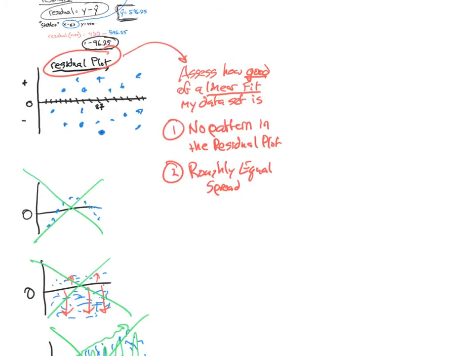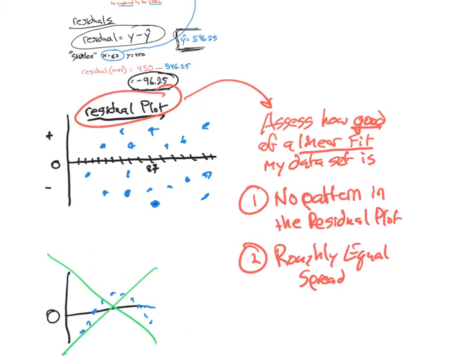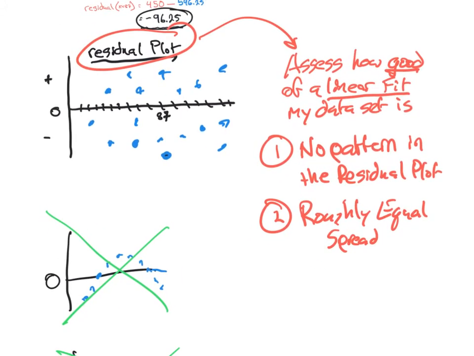So what do we need? No pattern and roughly equal spread all the way through this thing. Roughly equal. It's not going to be perfect. It is stats, right? We have to always deal with that. So that's what we're looking for in a residual plot. It will help us to assess how good of a linear fit my data set is, right? So no pattern and roughly equal, that means it was linear, right?